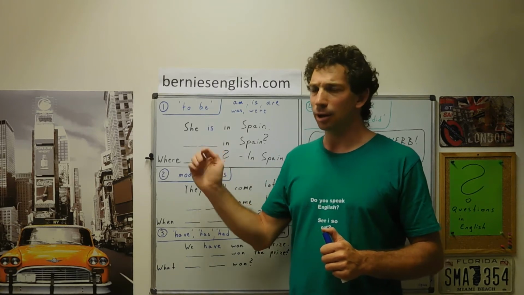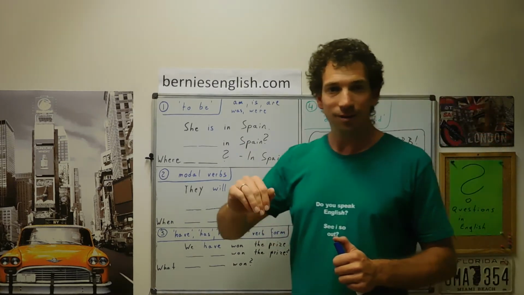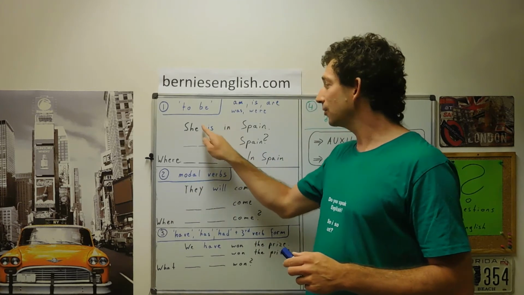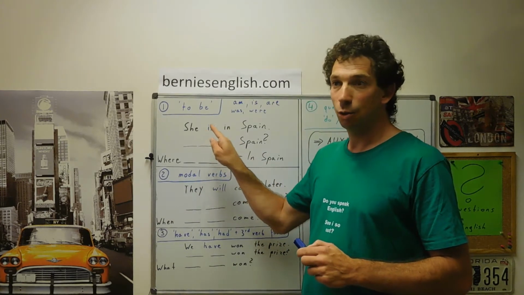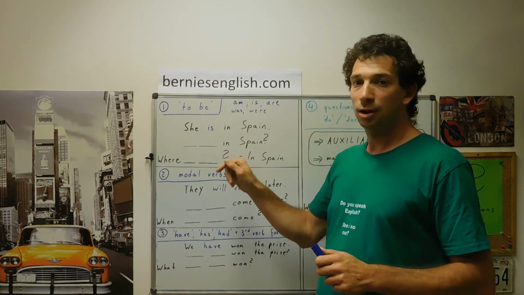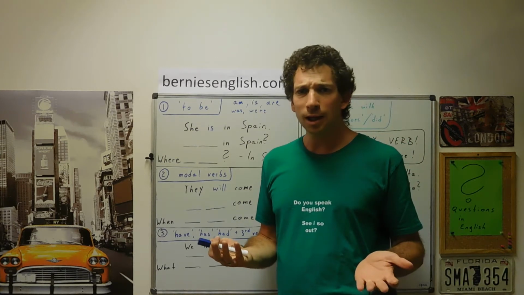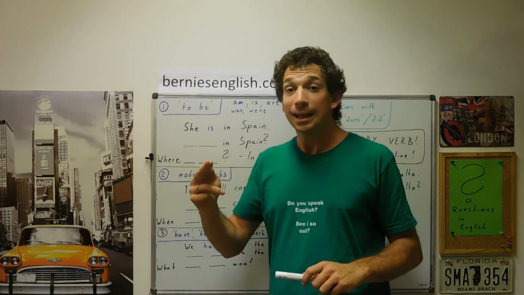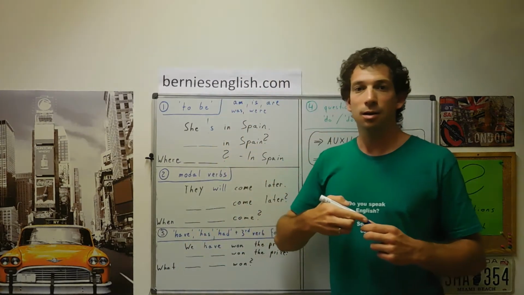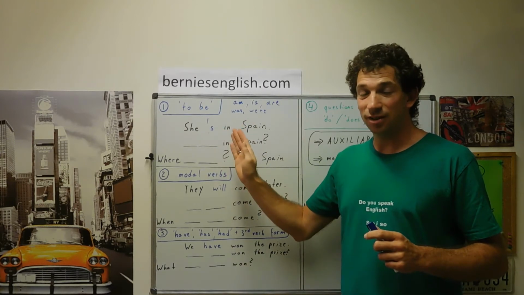Let's look at an example. She is in Spain. She's in Spain, yes? She is in Spain. We have the verb is, which is one of the verbs that belong to the group to be. Normally, you wouldn't say she is in Spain, you would say she's in Spain. But this doesn't matter, the verb doesn't change, it still is.